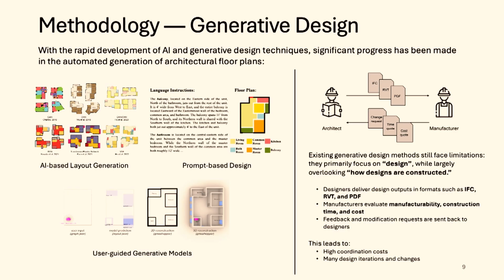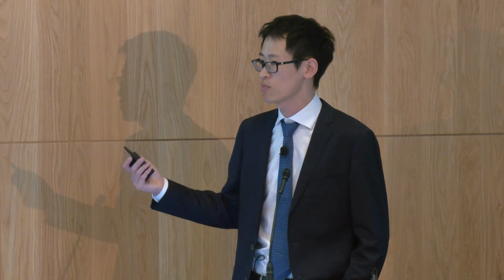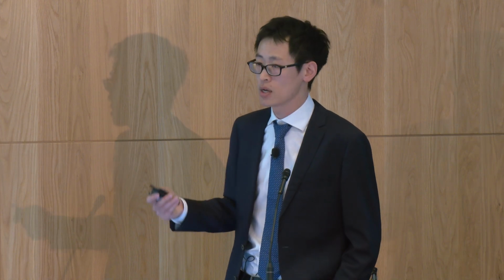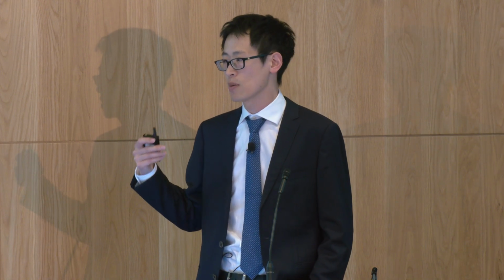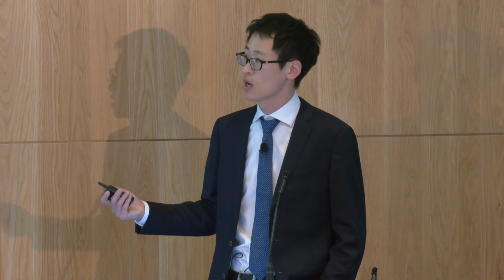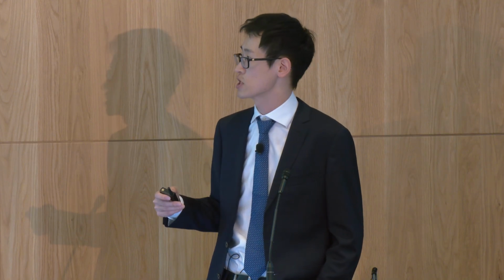However, existing generative design approaches mainly focus on the design itself, while paying much less attention to how the design is constructed. For example, what construction method do you use? Do you use cast-in-place, modular construction, or 3D printing, robotic fabrication? And what are the manufacturing constraints or capabilities? And how do you incorporate those constraints and feedback into your design process?